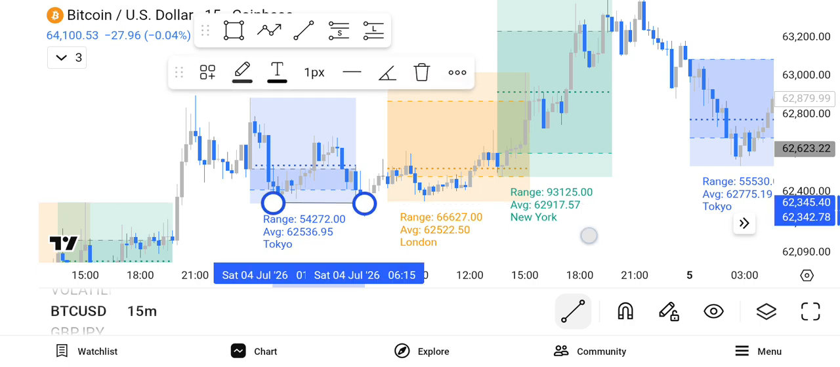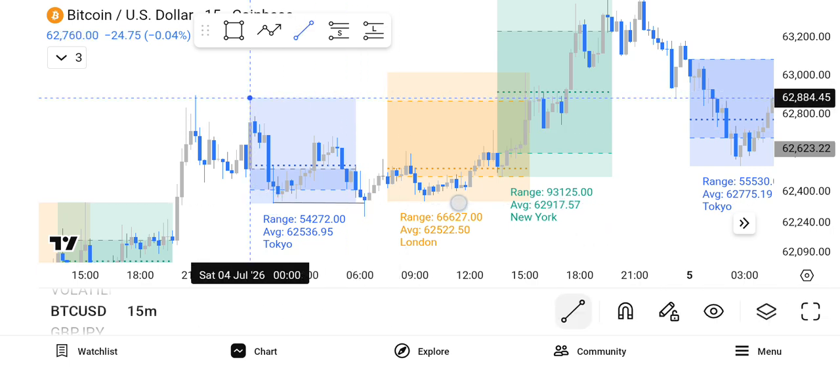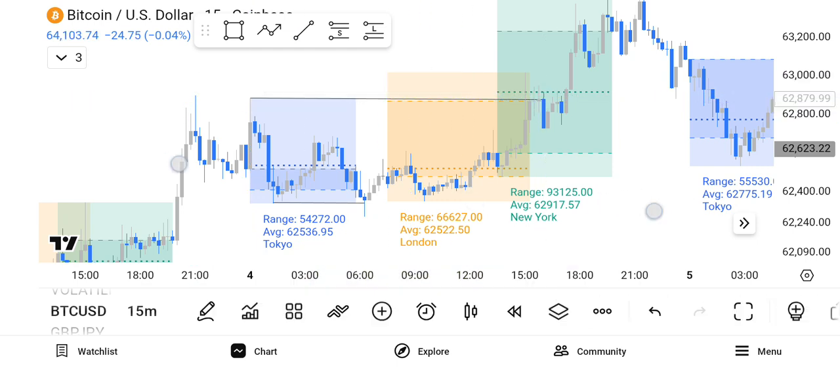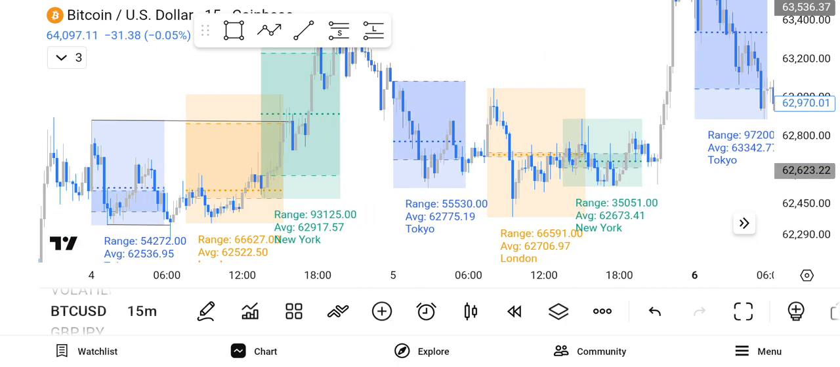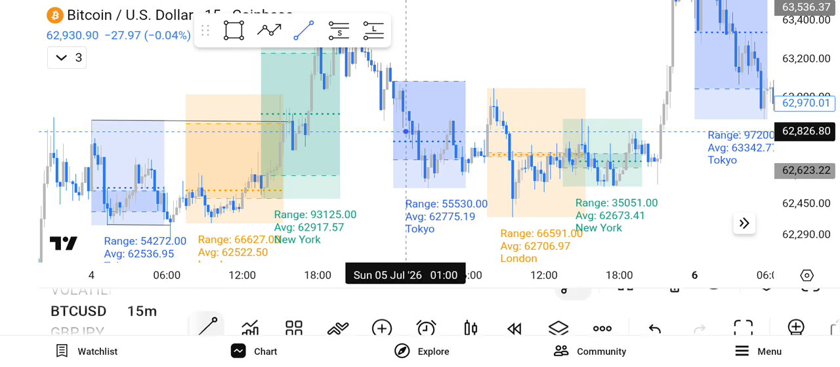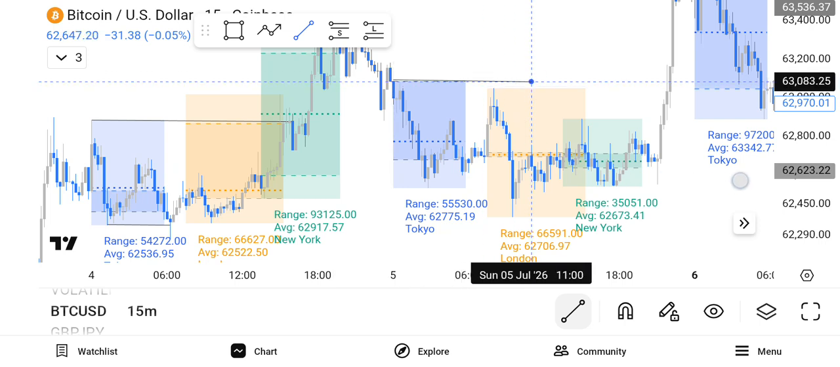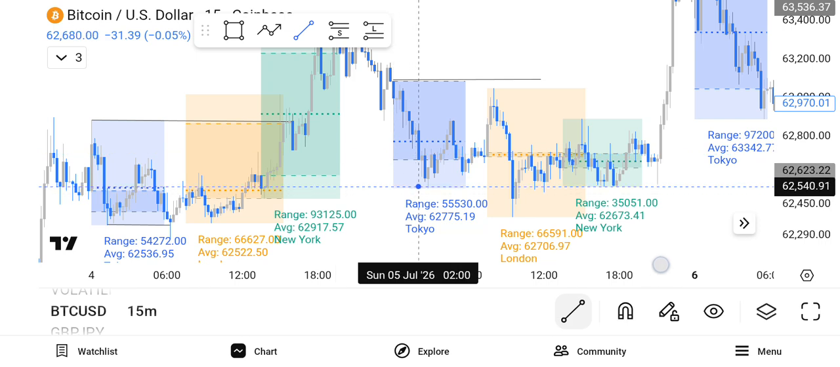Price took out Asian low there. Price took out Asian high. This is Asian high. Price took it out. That's number one. You come back here. Almost same thing keeps happening. Taking out session highs here, and then coming right back here to take out session lows.